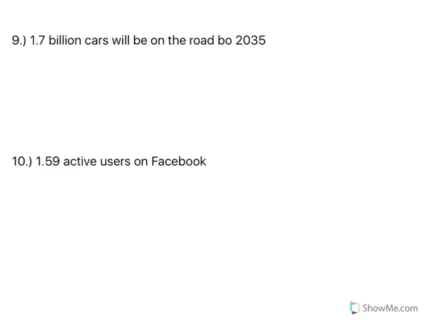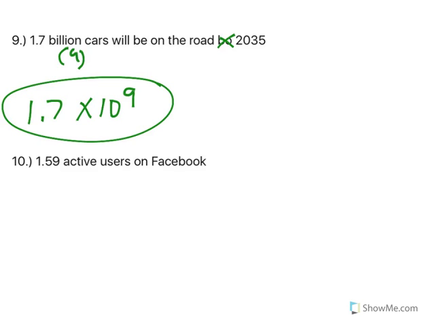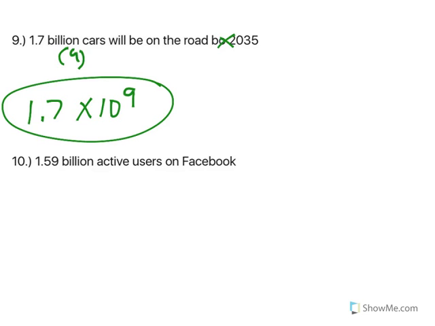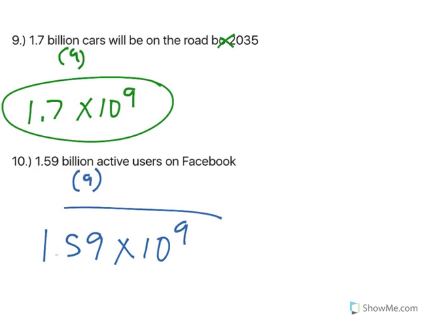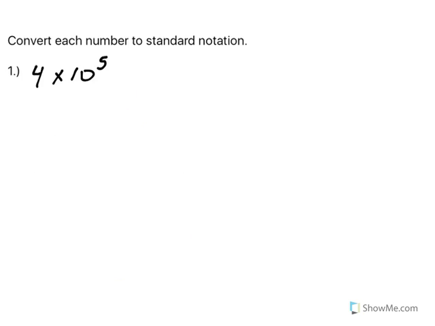1.7 billion cars will be on the road. I don't know what that is. Probably by 2035. Billion means 9. 1.7 times 10 to the 9. Well, 1.7 is between 1 and 10, so that can stay. 1.59 active users. I missed a number. 1.59 billion active users. So again, billion means 9. So 1.59 times 10 to the 9th. And because 1.59 is between 1 and 10, that answer sticks.